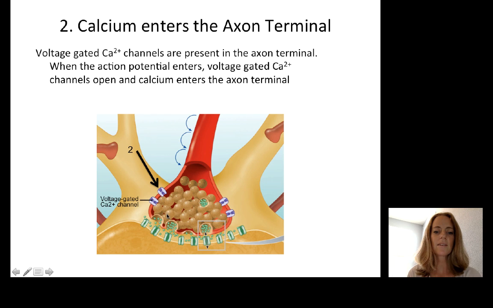So the synaptic vesicles are sensitive to calcium changes and they will know when calcium has entered and they will dump neurotransmitter into the synaptic cleft. So that is step 2. Calcium enters the axon terminal.